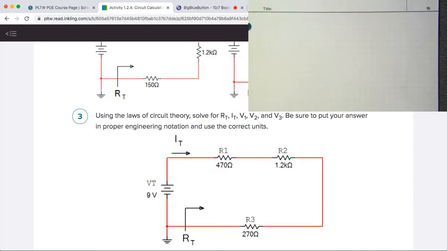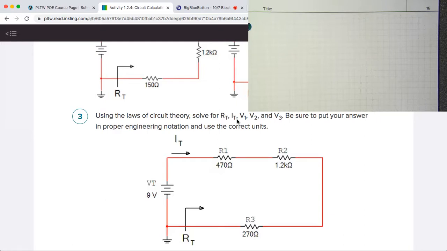But anyway, this says use the laws of circuit theory to solve for R sub t, I sub t, and I think that says V sub t. The t just means total resistance, total current, total voltage. I is the variable for current. I don't know why. But you've got resistance, current, and voltage. They want the totals.